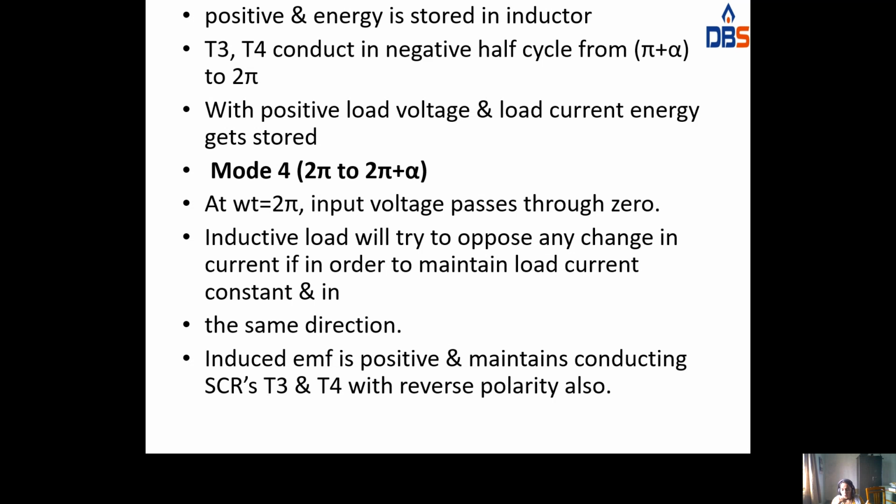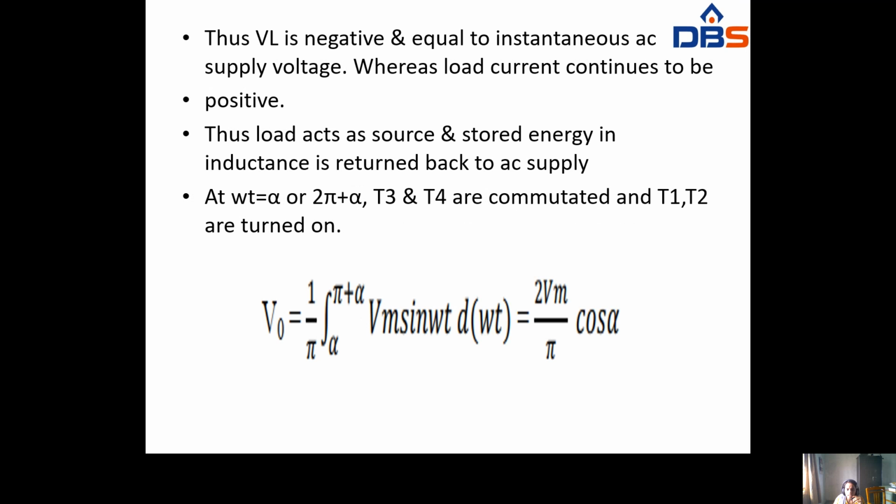Okay. So in mode 4, 2 pi to pi plus alpha. At 2 pi, the input voltage passes through zero. So the inductive load will try to oppose any change in current. In order to maintain the load current constant in the same direction, the induced EMF is positive, maintaining conduction of SCRs T3 and T4 with a reverse polarity also. Thus the load voltage is negative and equal to the instantaneous AC supply voltage, whereas the load current continues to be positive.